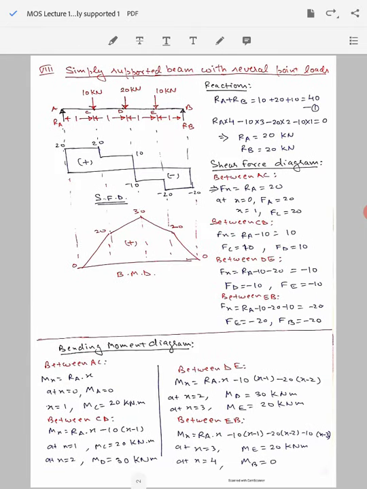Now once we have understood the way to find the reactions for a simply supported beam, and we have also seen how we calculate the shear force and bending moment for the applied load, let's start with a bit more complex case where multiple point loads are acting at different locations of a beam. So here the beam AB, which is simply supported, has 3 point loads applied, of 10 kilonewton, 20 kilonewton and 10 kilonewton.